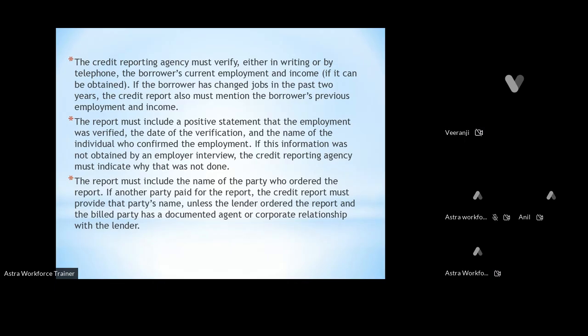If this information was not obtained by an employer interview, the credit reporting agency must indicate why that was not done. The report must include the name of the party who ordered the report. If another party paid for the report, the credit report must provide that party's name unless the lender ordered the report and the billed party has a documented agent or corporate relationship with the lender.